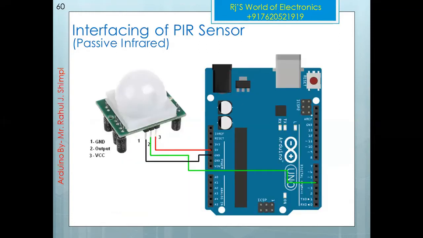Let us see the circuit connection details. This shows the circuit connection for sensor with Arduino. Pin 1 of the sensor is connected to the ground pin of the Arduino. Pin 2 of the sensor is connected to the digital pin of Arduino. Pin 3 of the sensor is connected to 5-volt pin of the Arduino.